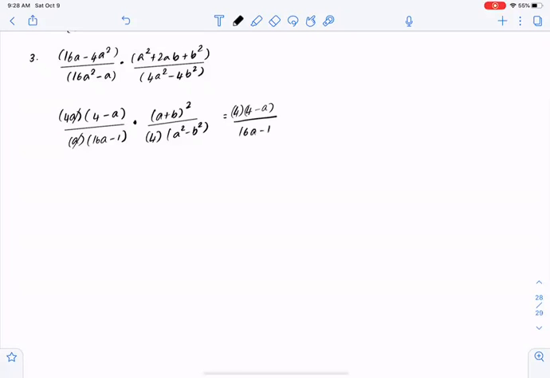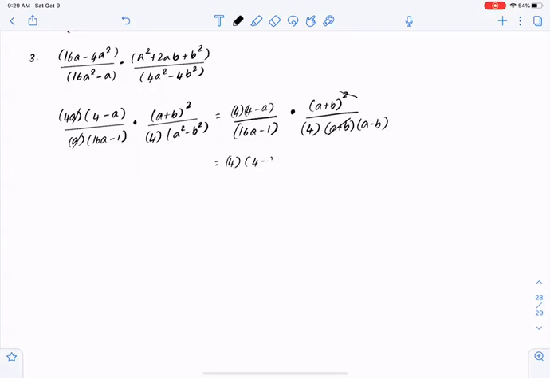So I'm writing the simplified version of the first rational expression. And the second one, I have a plus b squared. The denominator is a squared minus b squared, which we know is a special product. So I could write it as a plus b times a minus b. Now I can multiply after I simplify the second rational expression. The a plus b there and there will get cancelled.